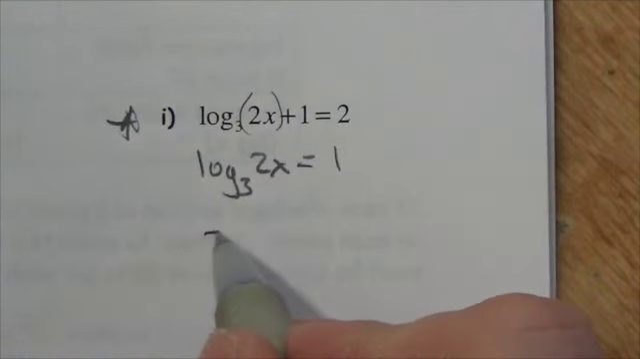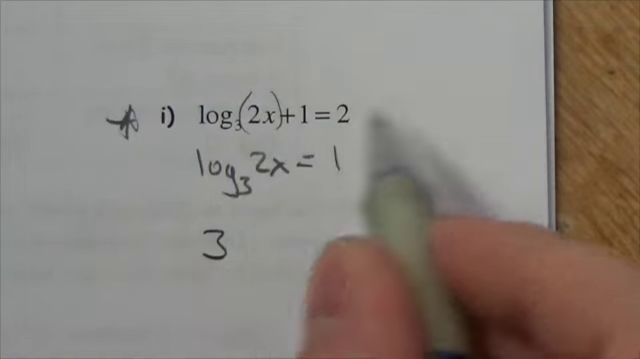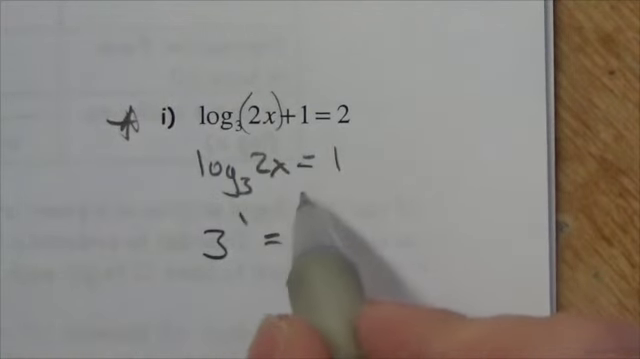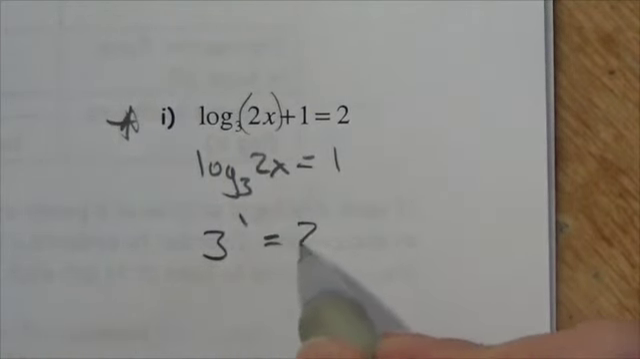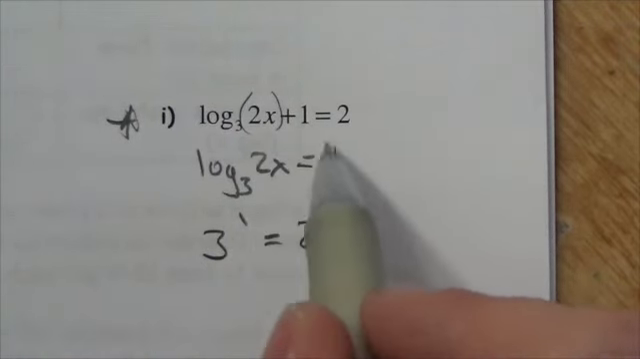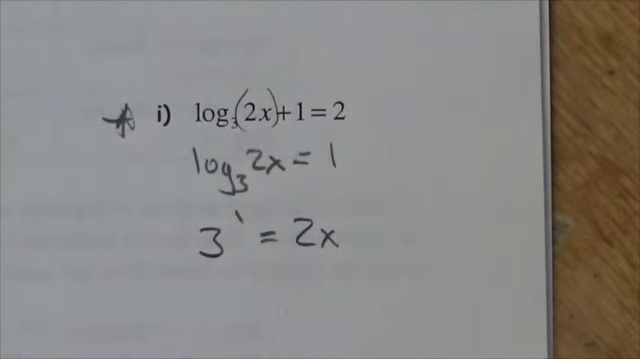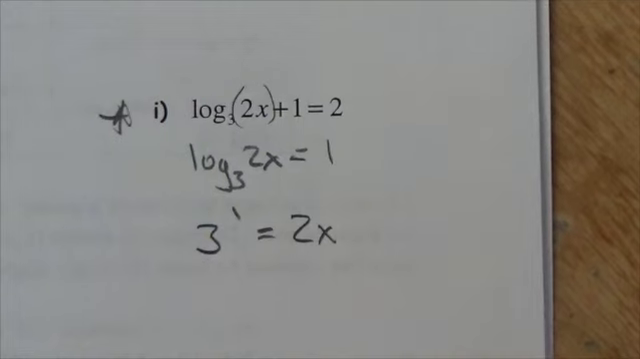The base of the logarithm is 3, so the base of the exponential is 3. The exponent is 1 because that's what the logarithm equals. And then the power equals the argument of the logarithm, so whatever's inside. So base to the exponent equals what's inside. There we go. Whole bunch of practice converting logarithmic form to exponential form.